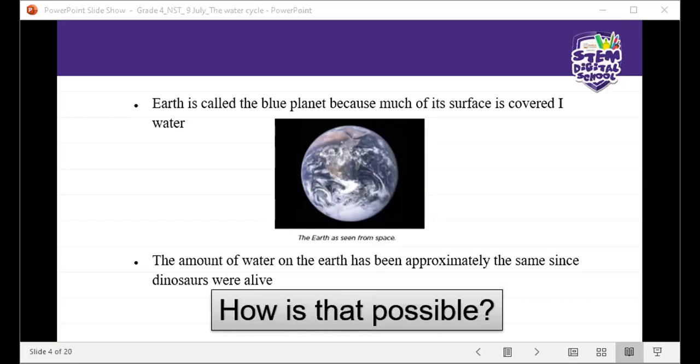All right. So we had answers that said that the dinosaurs did not drink all the water. The water has been present since the dinosaurs were there. And then Zoe gave us an answer about the water cycle. All right. So let us see how this is possible. Why has the amount of water on the earth been constant, or approximately the same amount, since dinosaurs were alive till today?